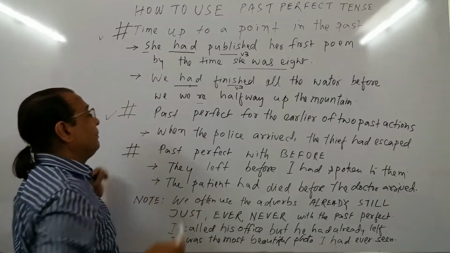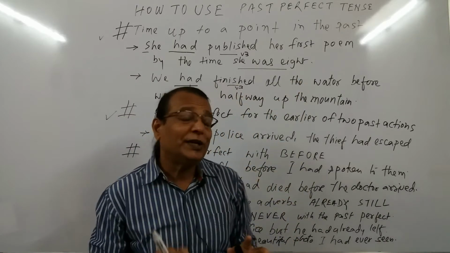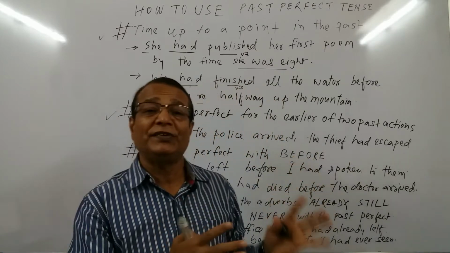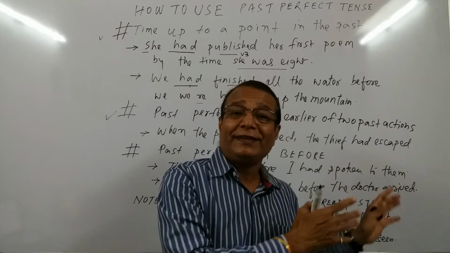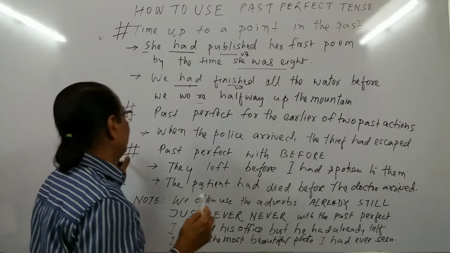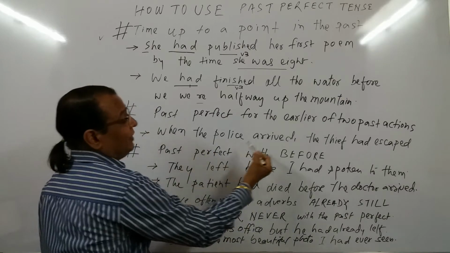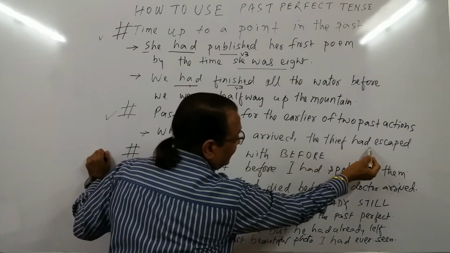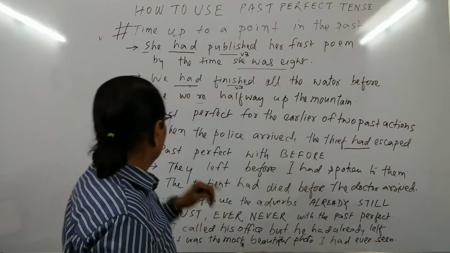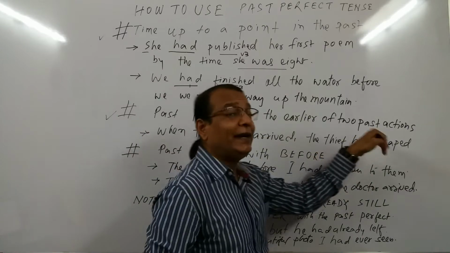Second rule is past perfect for the earlier of two past actions, and that is very popular in the language. You see what happens, sometimes we say something about the past and we discuss two actions in the past, okay, and in that situation we use past perfect tense. Here you see I have written: when the police arrived, the thief had escaped. I am talking about two actions that happened in the past. The first action is the police arrived. The second action is the thief had escaped.